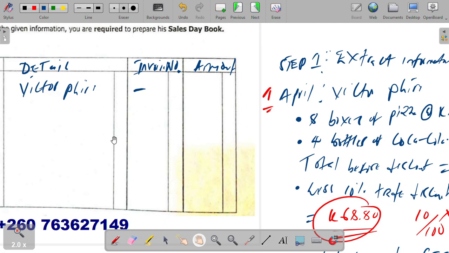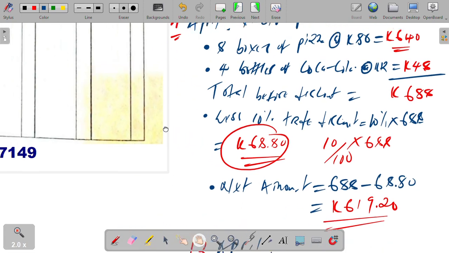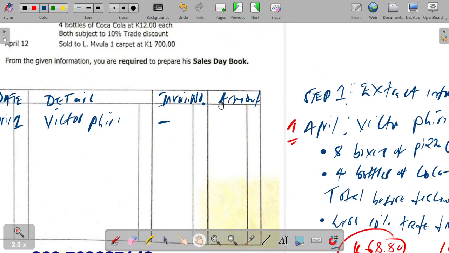All right, so I'll get the total. This here, since I've worked out already, 619.20 ngwe, the net amount. I'll write it here in red. Okay, so here there is a kwacha symbol. So I'll write 619.20.